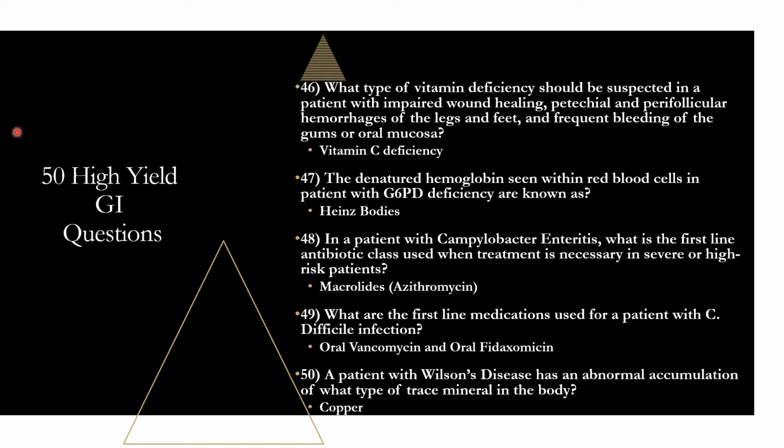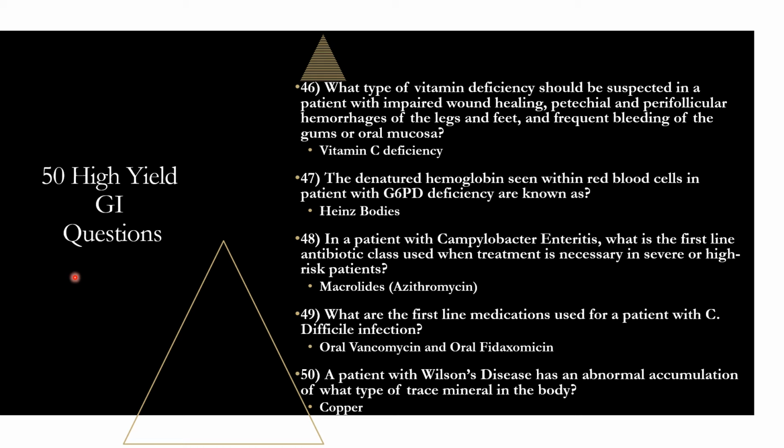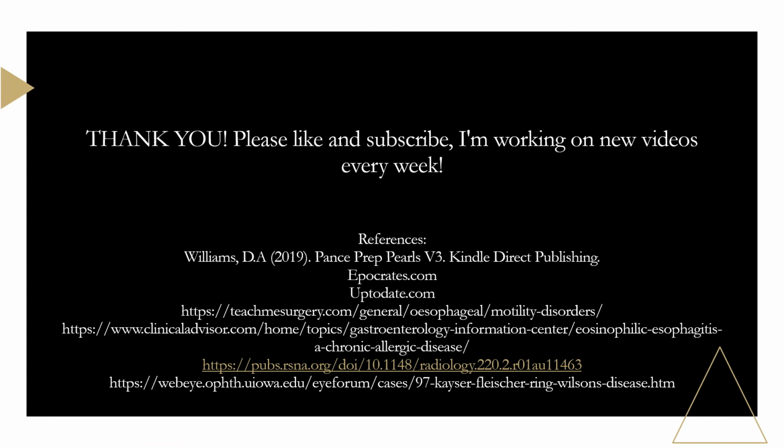The liver, the eyes, and you can get something in the eyes known as Kayser-Fleischer rings. This is where you actually have copper deposition in the cornea, due to the copper actually depositing here in the eye. So that's known as Kayser-Fleischer rings. That's one of the findings you may hear about. You probably won't see it in real life because it's pretty rare, but that's something you should be aware of, at least for the boards. Okay, so that was 50 GI questions.